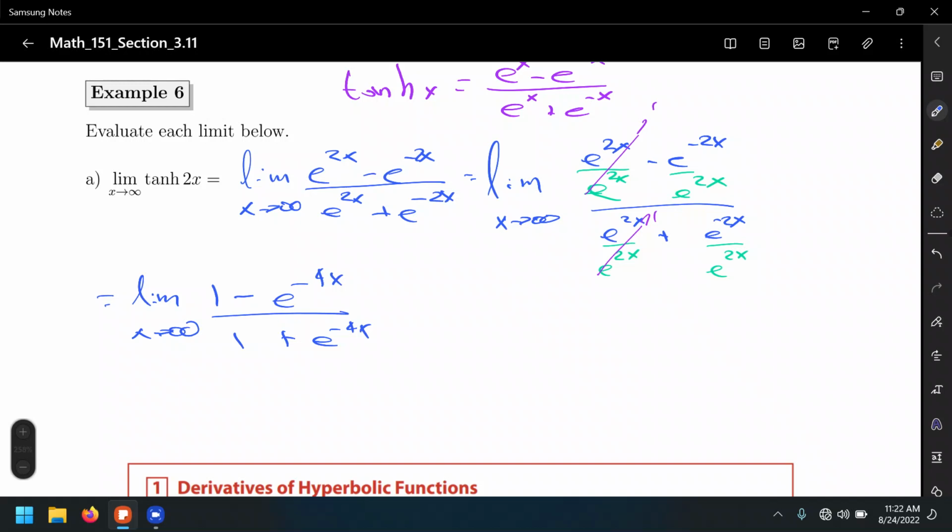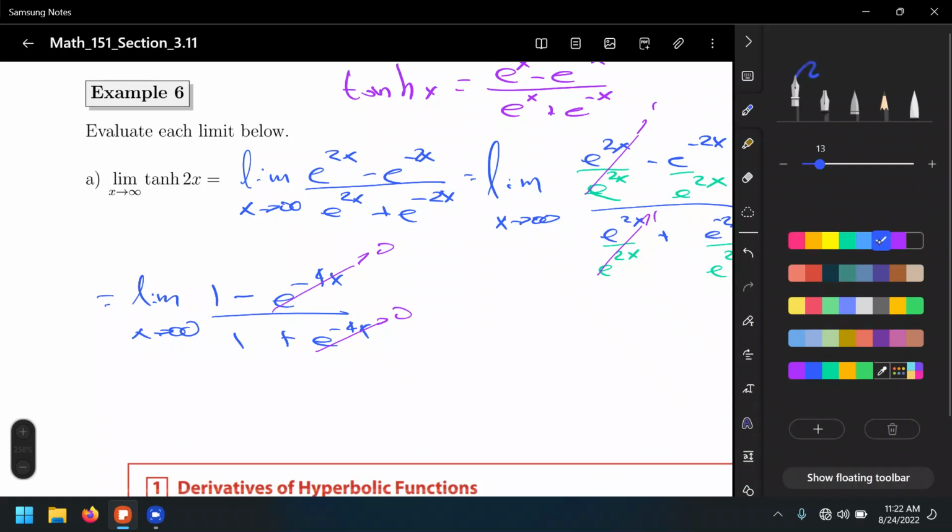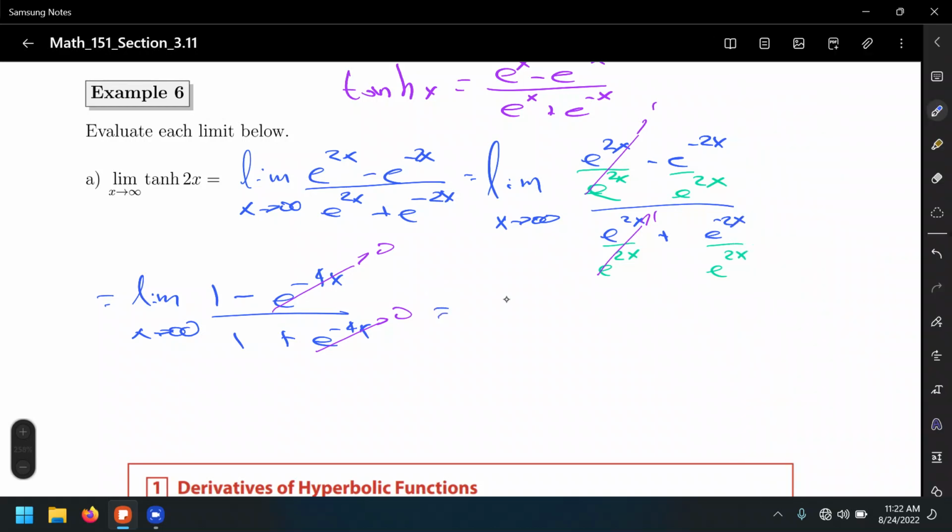And so let's see. It looks like we have an even more friendly expression to work with. So where is this term going to go as x approaches infinity ultimately? 0. What about this one? 0, right? 1 minus 0, 1 plus 0, that's going to be 1 over 1, which is 1. So the limit is 1. All right?